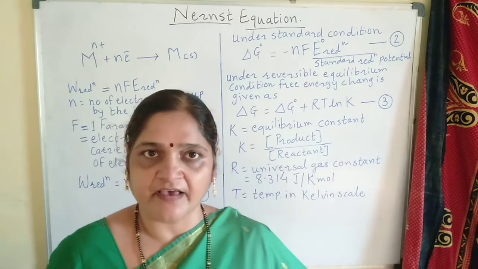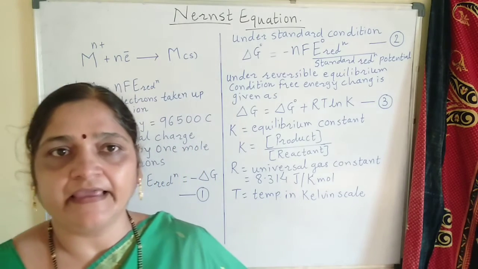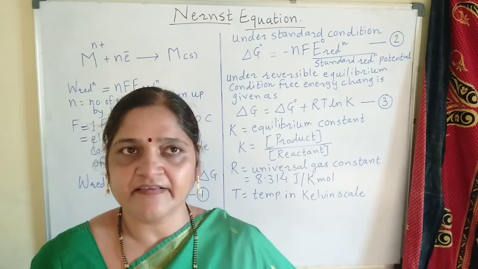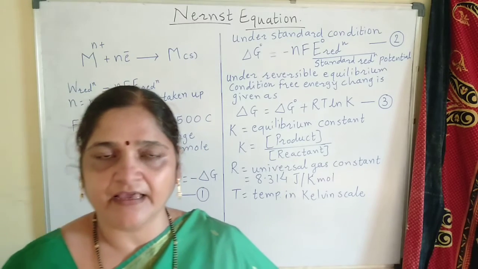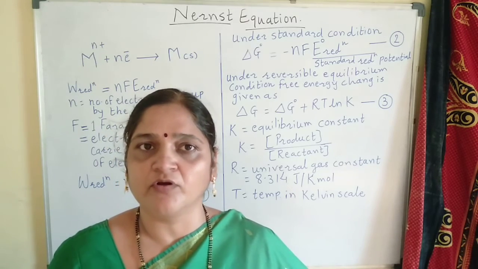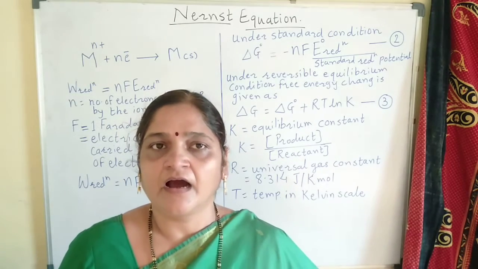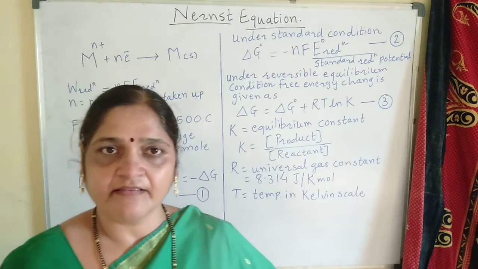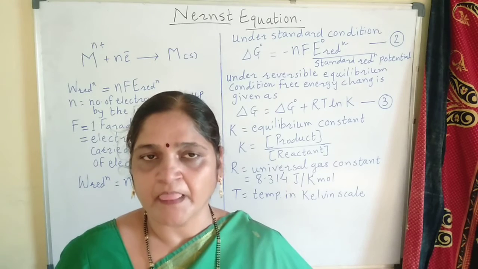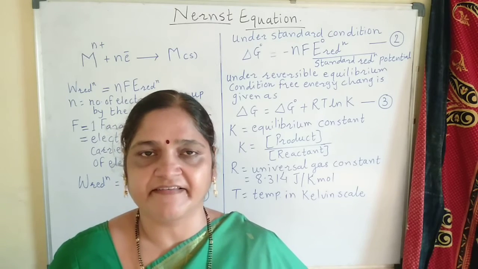This equation helps us in calculating or determining the cell potential under even any non-standard condition. Now, non-standard condition means there is any temperature other than 298 Kelvin, any pressure other than 1 atmosphere, or any concentration of the electrolyte other than 1 molar concentration. So, Nernst equation can help you to determine the cell potential under non-standard condition, that is at any temperature, pressure and reactant concentration.